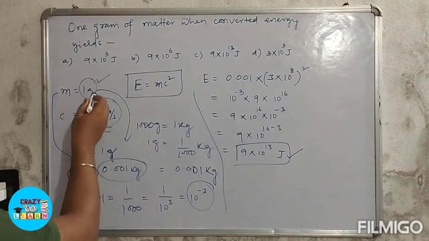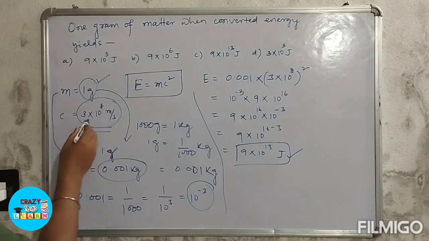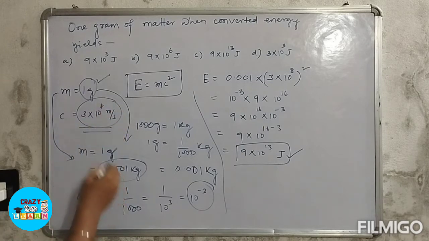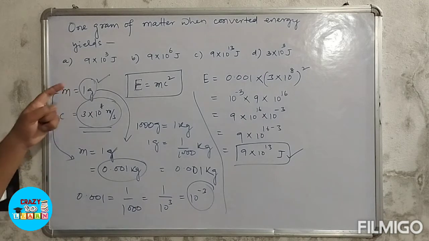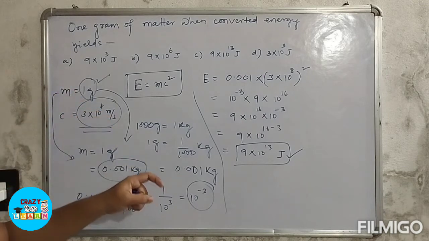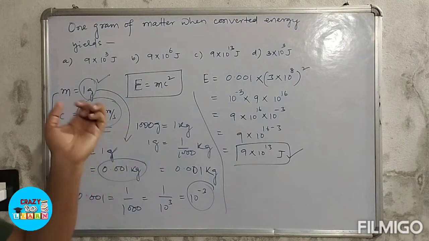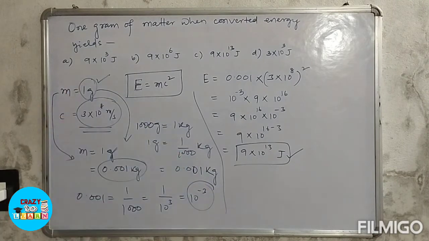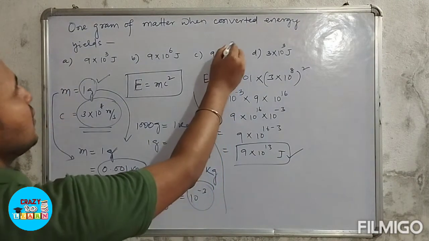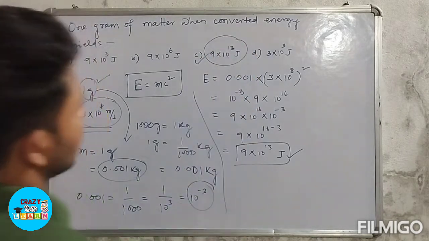Otherwise, if you solve it using mass equal to 1 gram and c equal to 3 into 10 to the power 10 cm per second, then you will get the answer in erg. As gram and cm are both CGS units, we will get the answer in erg. Then you have to convert erg to joule. So the answer 9 into 10 to the power 13 joule is the correct one. Clear?